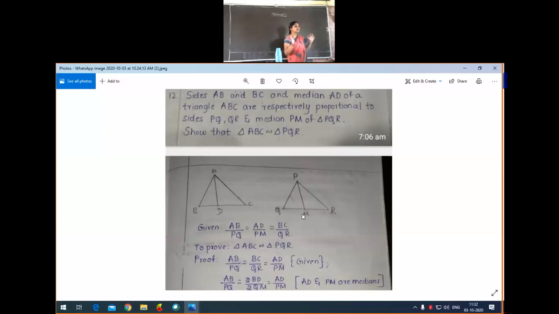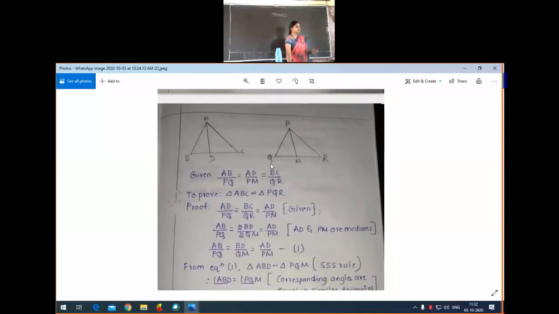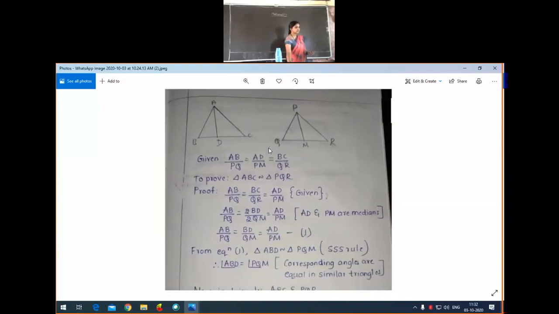This data is given. Is that clear, student? Using that data, what we have to show here, only one proof part, is that triangle ABC is similar to triangle PQR. Got the idea now? So now no need to take that question part. Just keep it in your mind. Triangle ABC and triangle PQR.